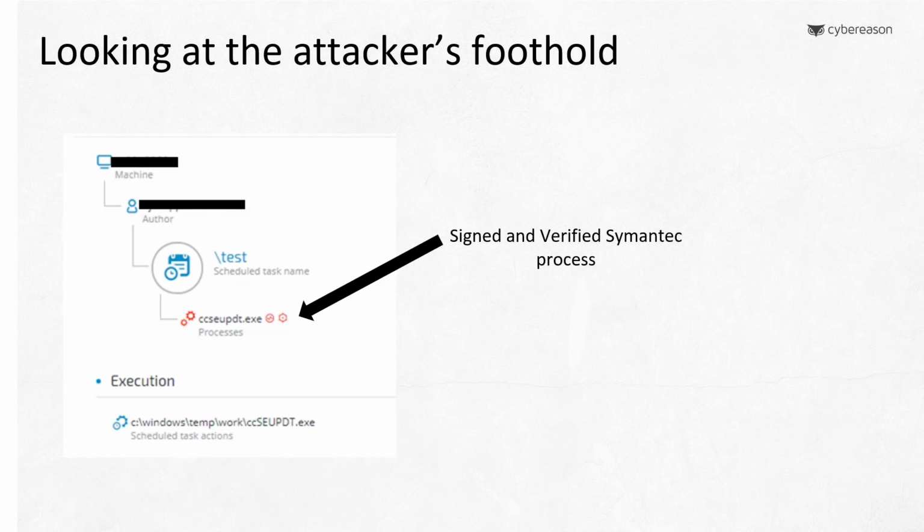And this scheduled task is running an exe called ccse update.exe. Looking at this process as we've done before, we found out that this is a Symantec process for updates that is also signed and verified. So again, we see the attacker using signed verified tools, which means that he knew that an antivirus or any other signature-based security mechanism would not spot it as malicious, and using it and causing it to perform malicious operations.